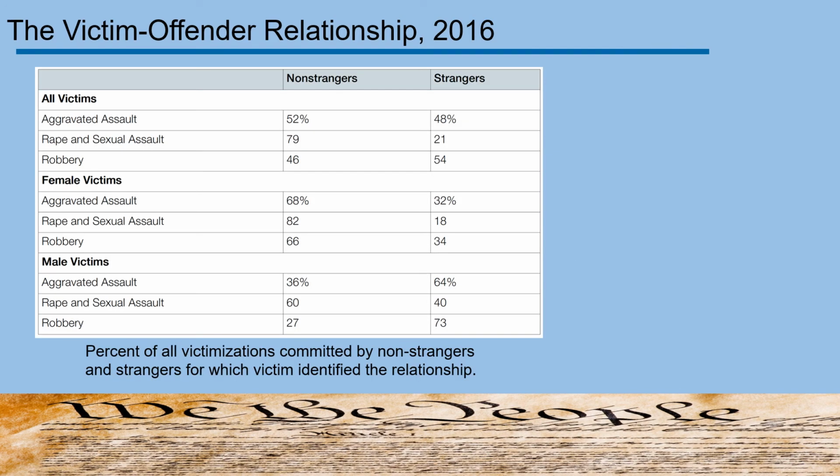So this is another chart from your book. Kind of interestingly, you look at the rape numbers from men to women. Only 18% of sexual assaults and rapes of women are committed by strangers. That's 82% are people known to them. Just staggering numbers.